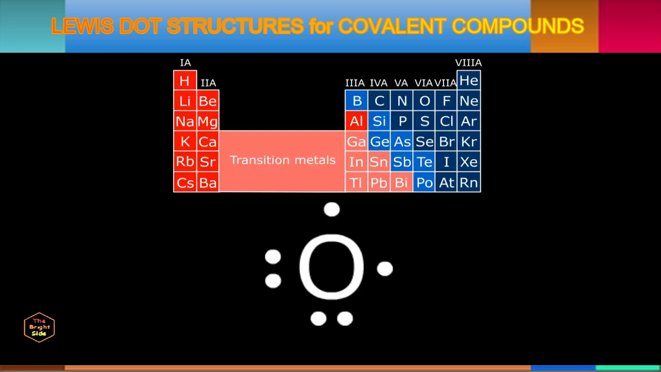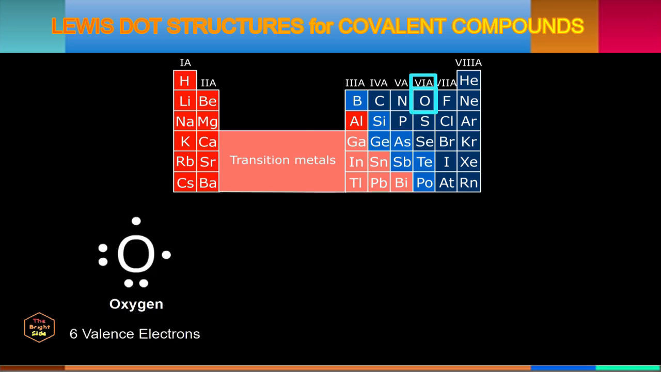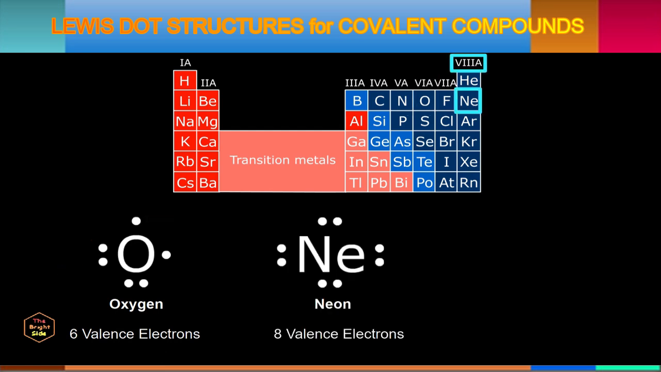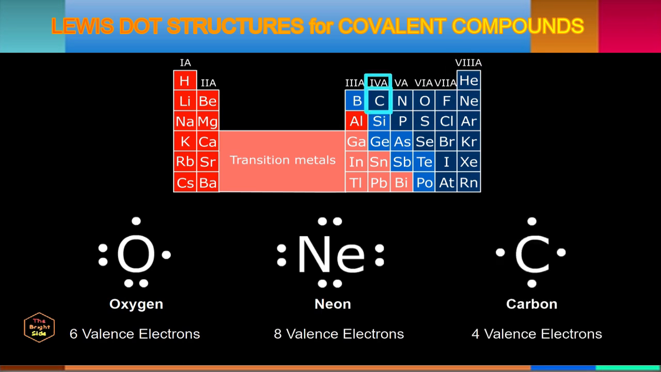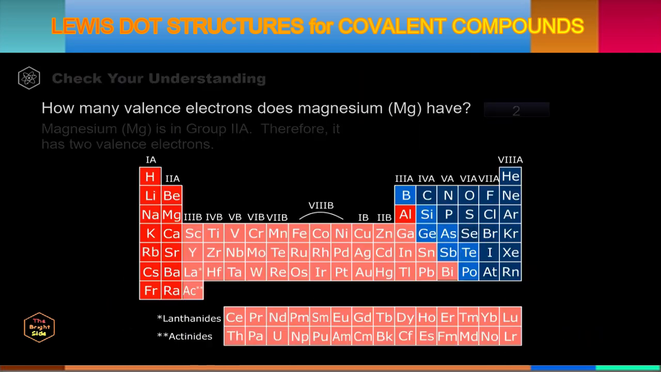We represent valence electrons using a Lewis dot symbol. Each element's symbol is surrounded by dots, which represent its valence electrons. For example, oxygen has 6 valence electrons, and this is its Lewis dot symbol. Each dot represents one of oxygen's 6 valence electrons. Neon has 8 valence electrons, and this is its Lewis dot symbol. Carbon has 4 valence electrons, so its Lewis dot symbol looks like this.